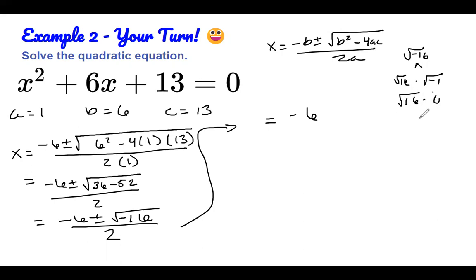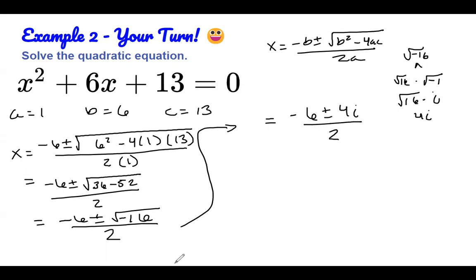And this is going to be now what? i square root of 16. What's square root of 16? 4. So it'll be written as 4i. There you go. All right. So this one is plus or minus 4i over 2.